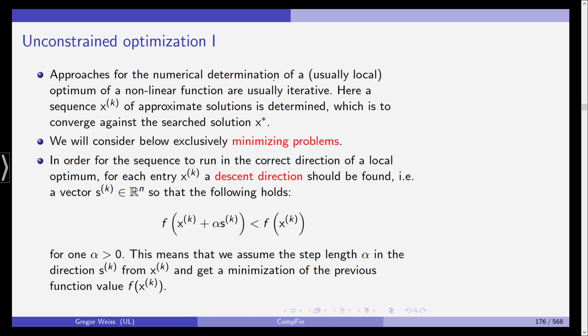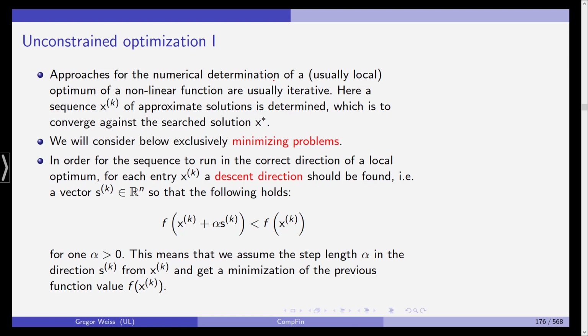Iterative in the sense that you have one solution, and in the next step, you're repeating what you've done just now, trying to improve on the quality of your found solution, and you're trying to close in on the supposed local optimum. So we have a sequence x_k of approximate solutions, and this iteration sequence is required to converge to the solution we are looking for.